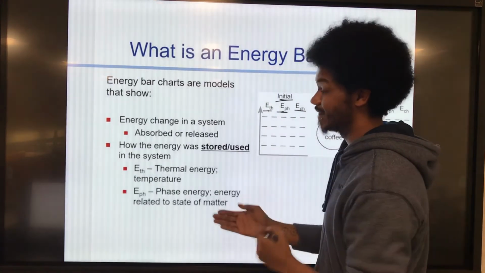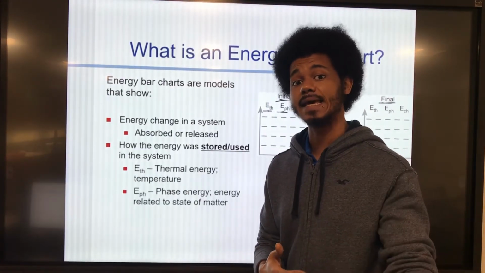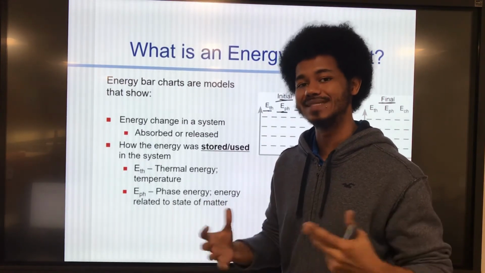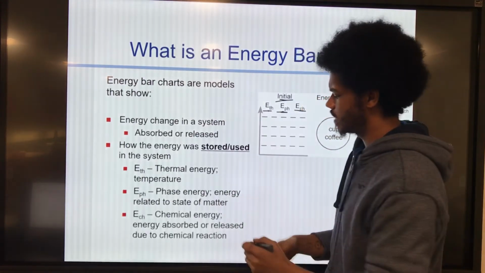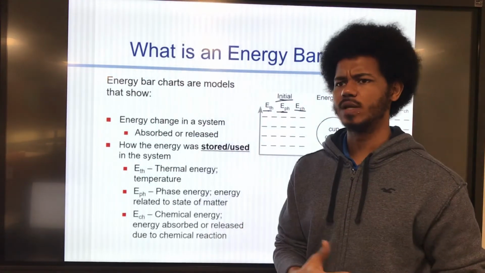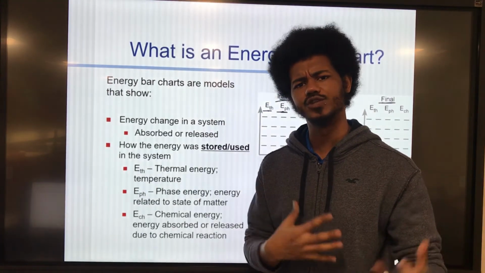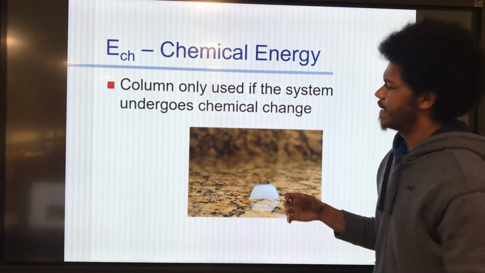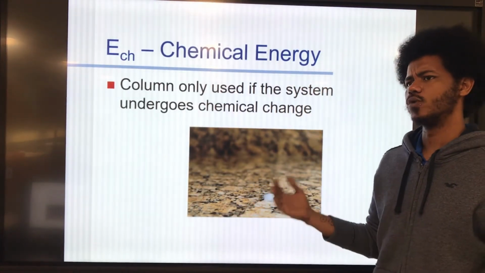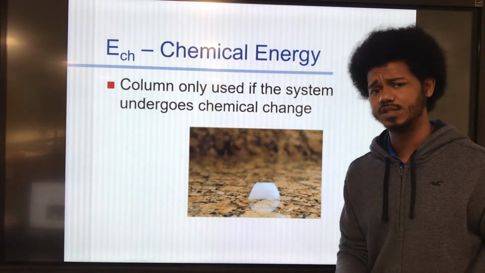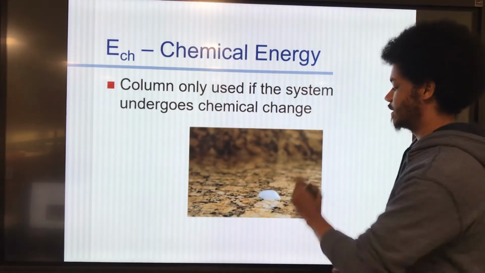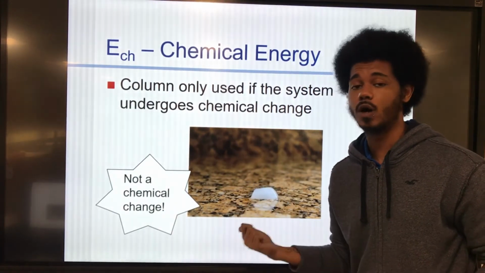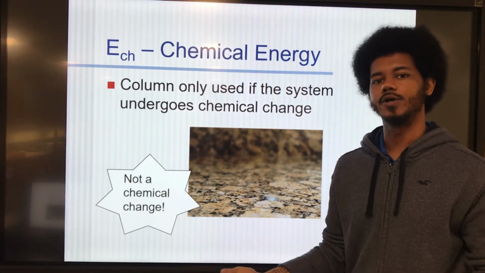We'll be able to represent the phase energy. So we'll be able to say, hey, this substance is a solid or liquid or a gas in terms of its energy. And then there's also the chemical energy, which is when a chemical reaction takes place, is energy absorbed or released? Again, the chemical energy is going to represent chemical changes. This right here is a physical change, okay? This is not a chemical change because when the water melts, it's still water, right?